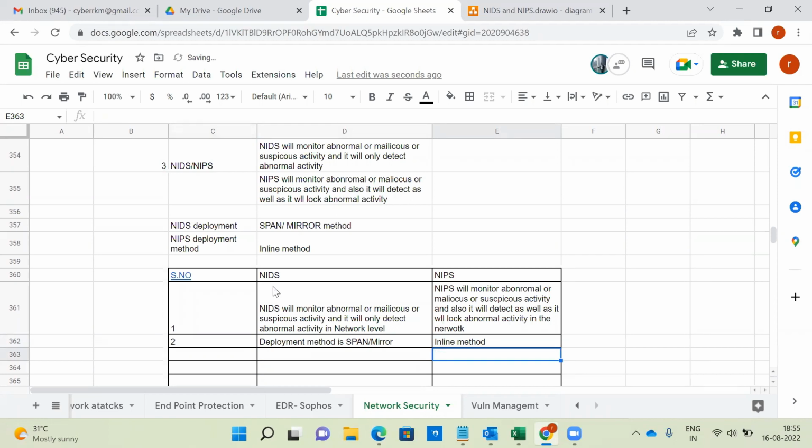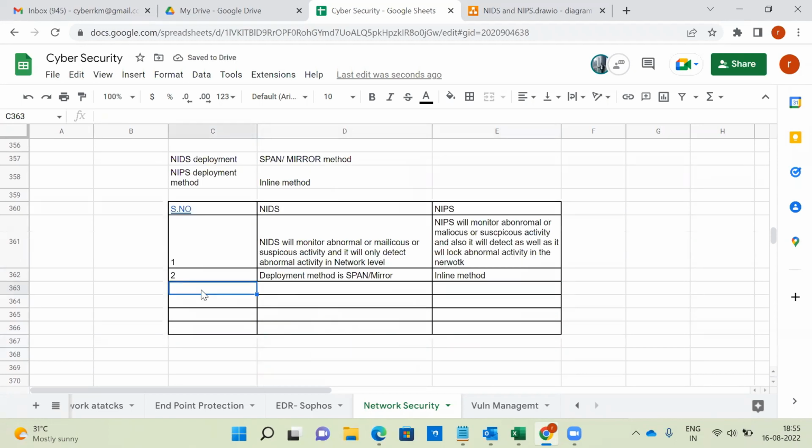So, any other differences? Passively connected. Yes, passively connected. Actively connected. Okay, that's perfect. Any other? Any other impact? Yes, correct.